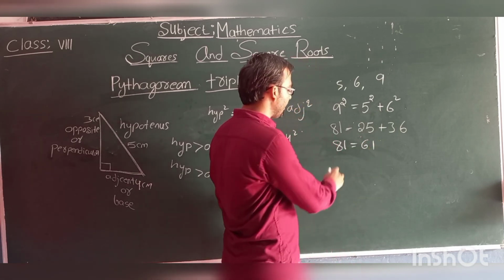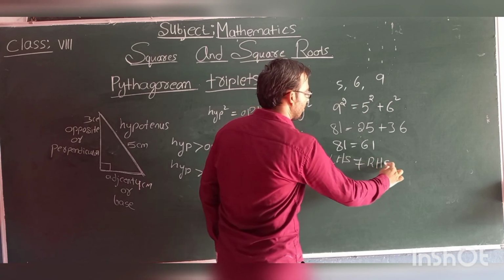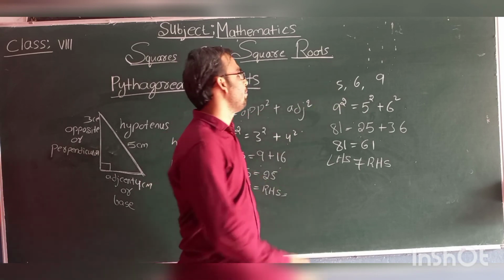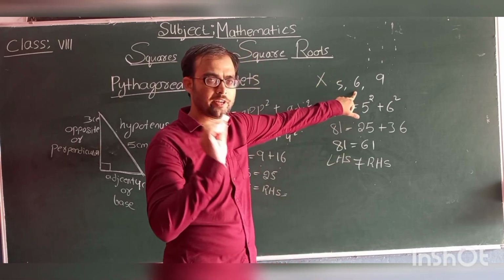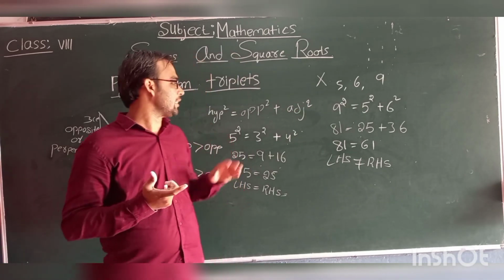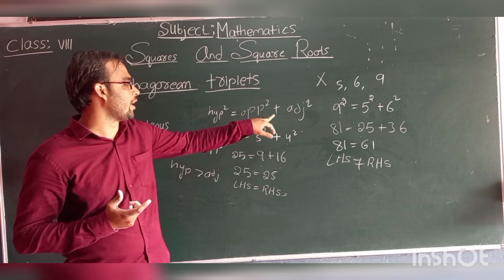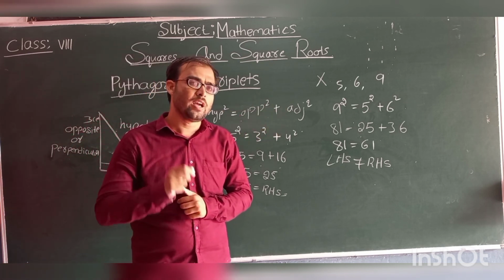61. Okay, so look here. LHS is not equal to RHS. So this condition fails for these 3 numbers. Okay, so what is meant by this? These are not Pythagorean triplets. For what set of 3 numbers this condition is satisfied, that is hypotenuse square equals opposite square plus adjacent square, then those 3 numbers are called what?